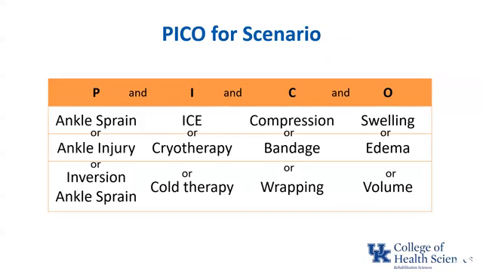So this is an example for the ankle sprain. I would do 4 separate searches, a P, an I, a C, and an O, using ORs to expand and use synonyms of words. And then after I do those 4 individual searches, I do an AND. So I combine the first search with the second search with the third search to now try to reduce that information.